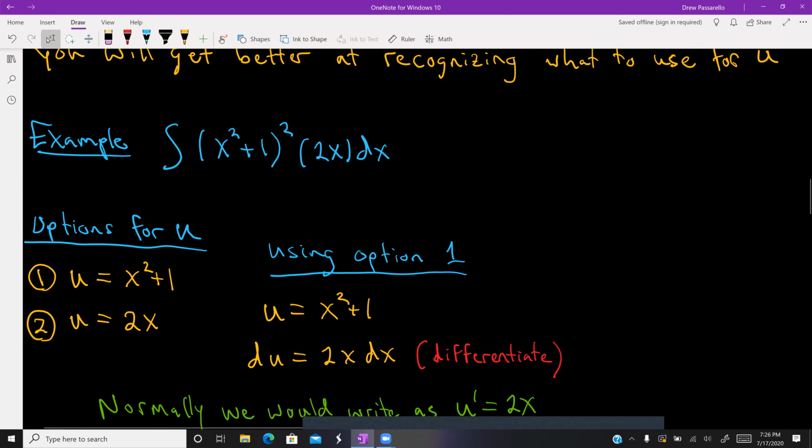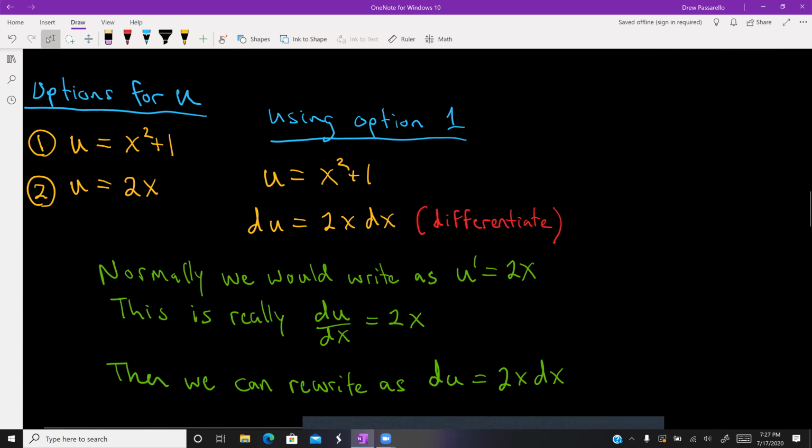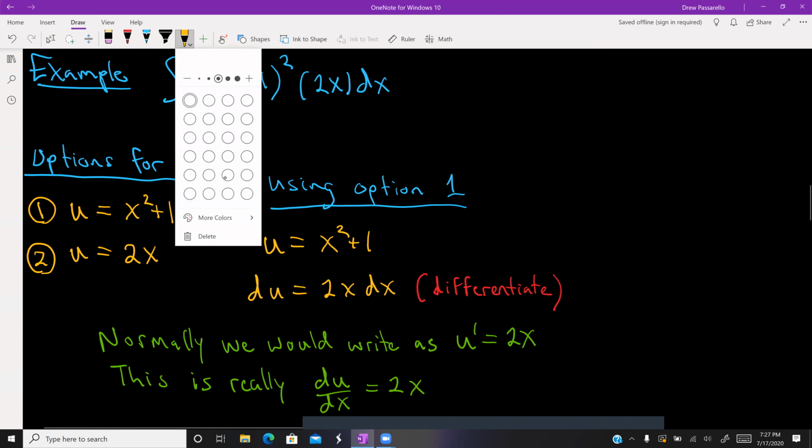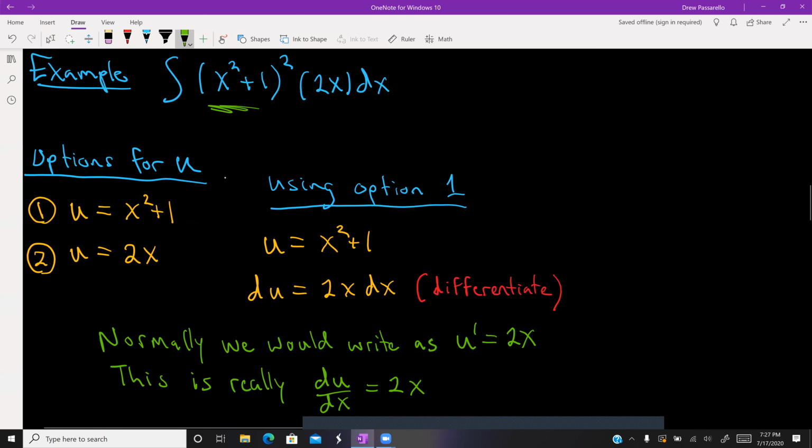Now I wrote down there's two options we can use for U. We could try using U be the stuff in parentheses here, the x squared plus 1, or maybe we could try U be the other thing, the 2x. If we went with option 1, you'll see why this option actually works. But if we went with option 1, letting U be x squared plus 1, so we want to substitute something in. For this is what we're letting U be. So we want to hopefully get this to be du.